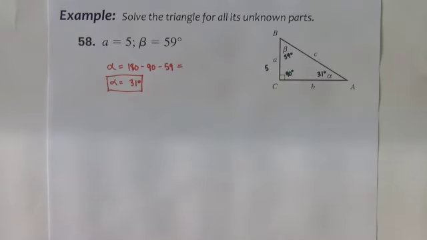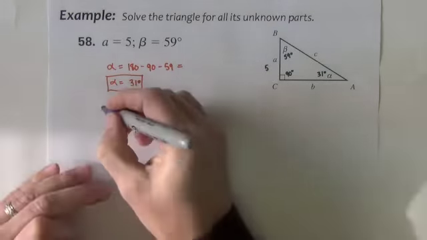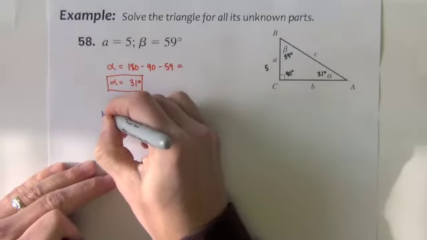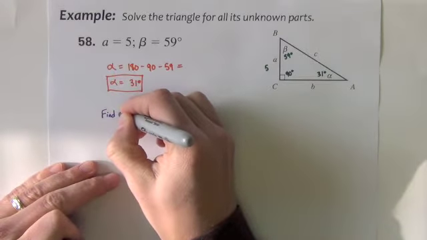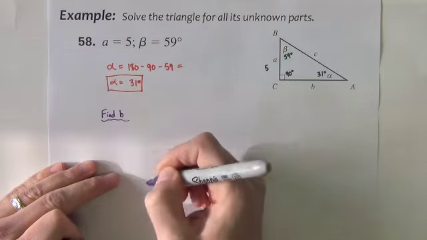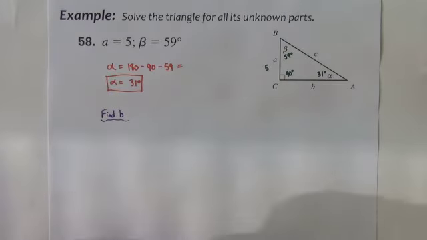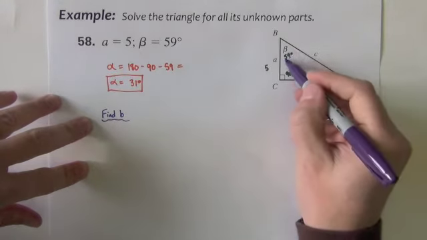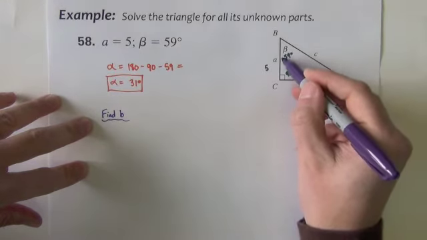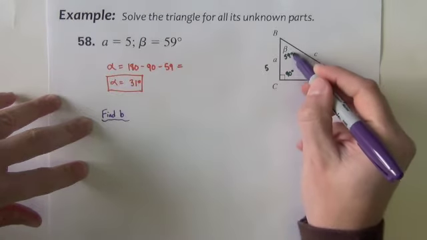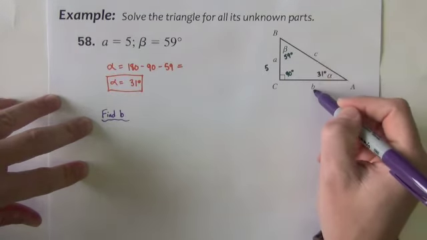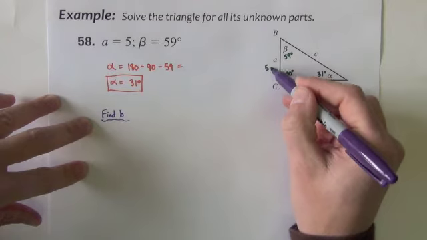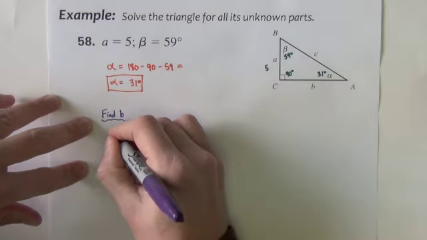Okay, next I need to find one of the sides. Again, it doesn't matter which side first. You can kind of go with whatever one you want. Let's say on this one that we find side B next. Again, pick whatever relationship you want. Just to make it a little different, I'm going to look at this angle, so that if I use this angle, what I'm looking for is opposite. What I have is adjacent. Opposite and adjacent is tangent.